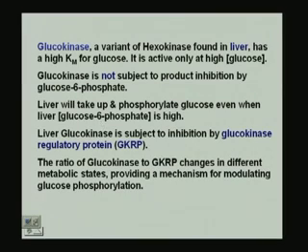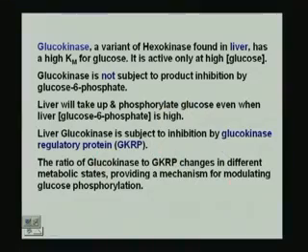Glucose 6 phosphate has nothing to do with glucokinase. If it was hexokinase, then glucose 6 phosphate would have inhibited the enzyme. But glucokinase is not inhibited by glucose 6 phosphate. So, it is immaterial whether glucose 6 phosphate is high or low. It does not matter.